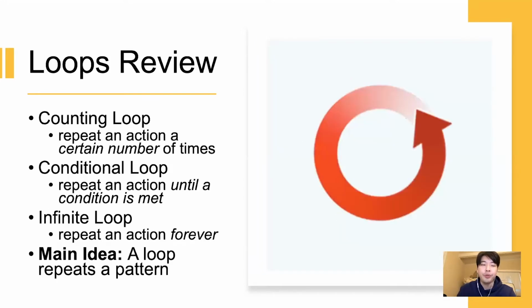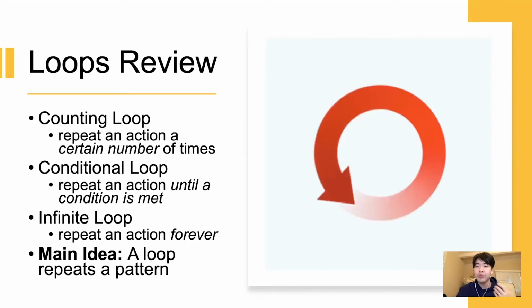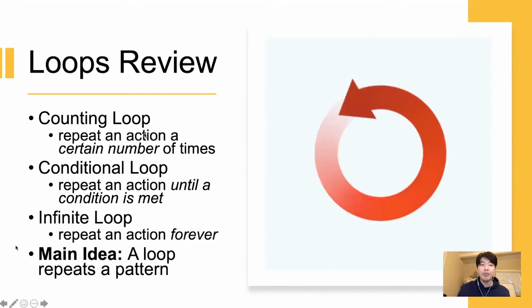So, loops review. We said there are three types of loops. One is counting, one is conditional. Counting loops we usually call a for loop, like the word for. I forgot to mention that last time. And a conditional loop is usually referred to as a while loop, like while something is happening. It makes sense because when we say for, it's for how many times you repeat something, and while some condition is true, repeat something, okay? So remember that: counting loops, for loop. Conditional loops, while loop.